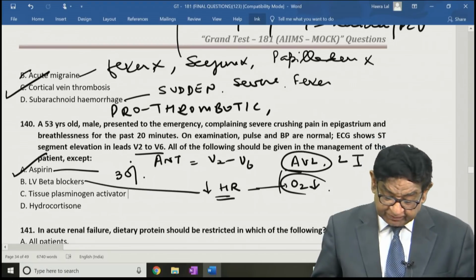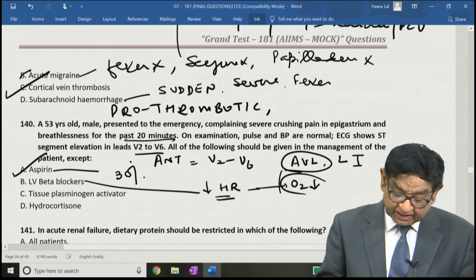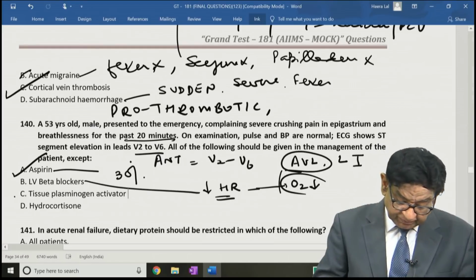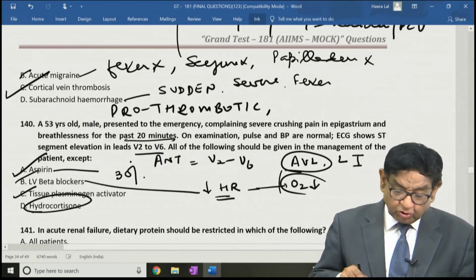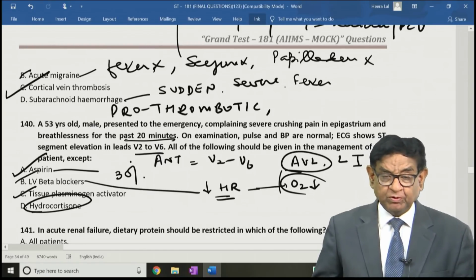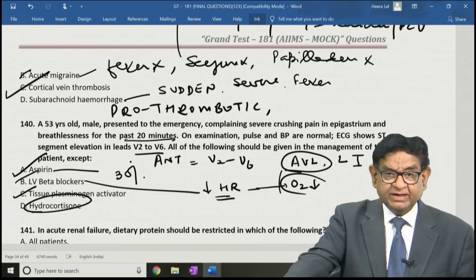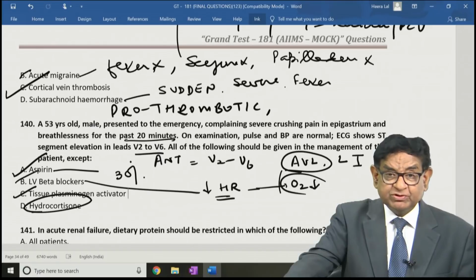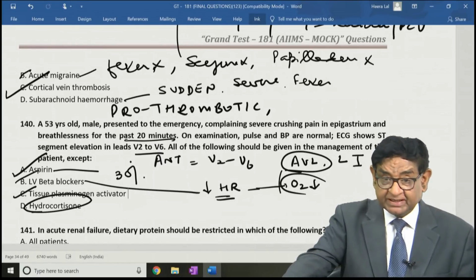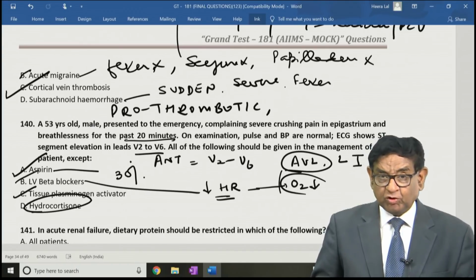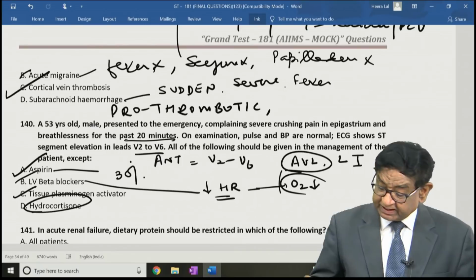Tissue plasminogen activator can be given because the patient has had the problem for the last 20 minutes only, and the patient comes within 3 hours. It's the best time to reperfuse the myocardium. This we will give. There's no role of hydrocortisone in the treatment of acute MI. Absolutely no role, except that when we give especially streptokinase, then we can give steroid only if an allergic reaction is there. Otherwise, this is not the first line treatment of a case of acute MI. Hence, by our rule out technique, D is the best answer.